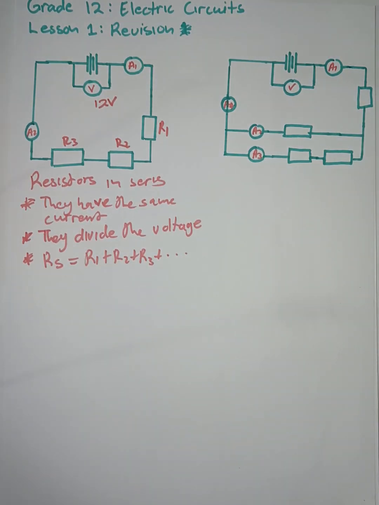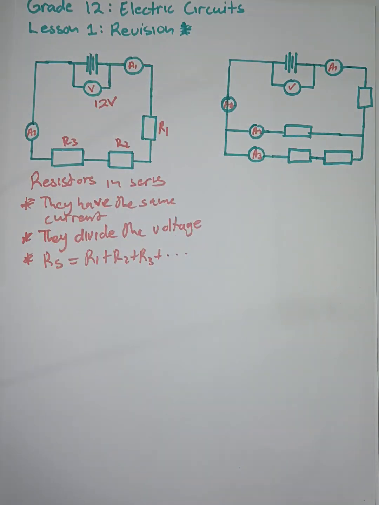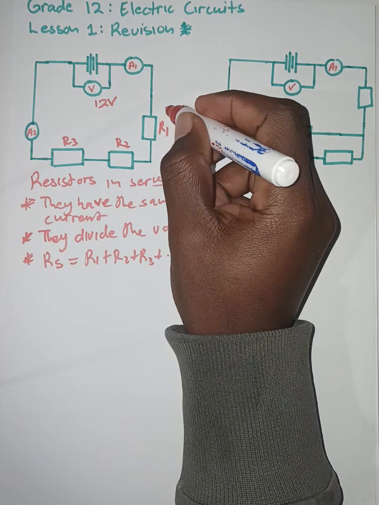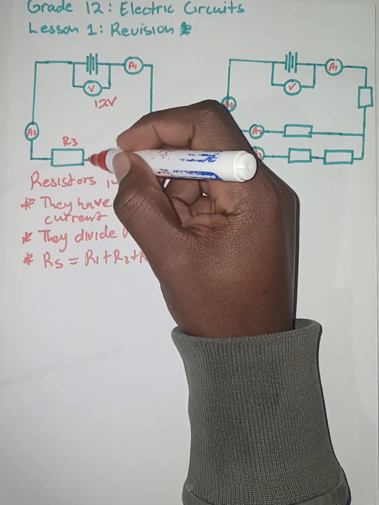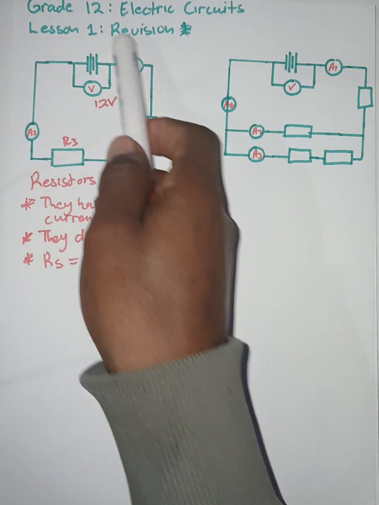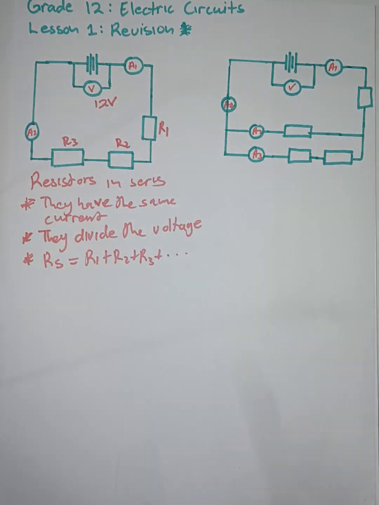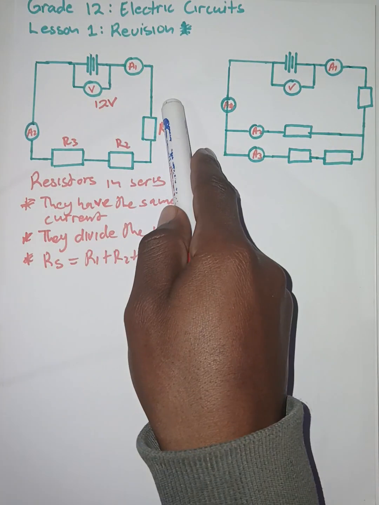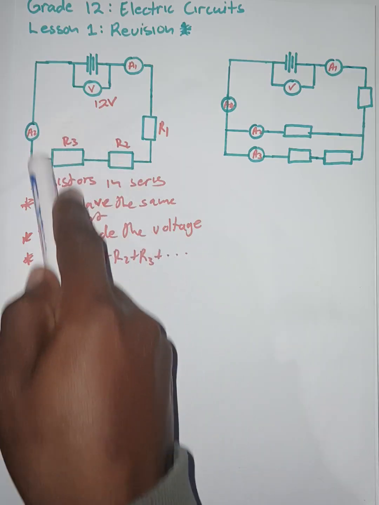Another thing that you must note: remember we said a battery supplies us with a certain voltage, right? Some of it will be used by R1, and some of it will be used by R3. Whatever voltage the battery supplies us with, some of it will be used at R1, some at R2, and what's left will be used at R3.